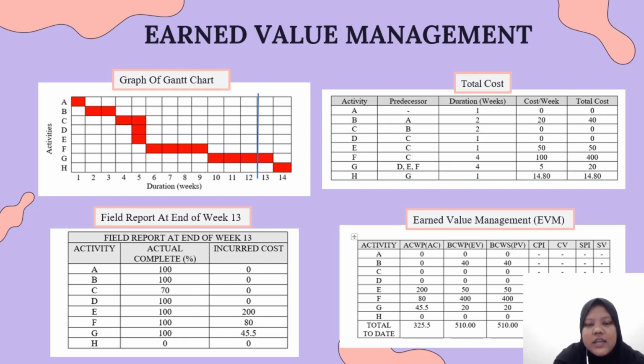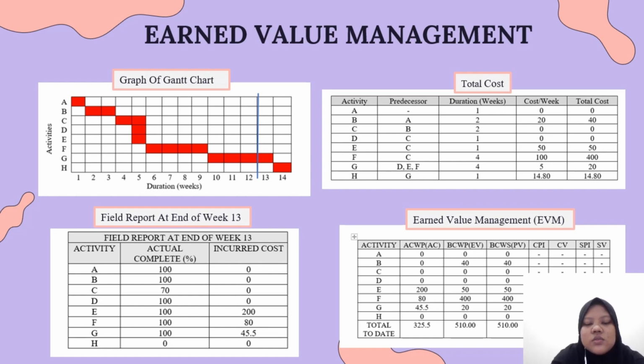The work for activities A, B and D were completed 100%, but no cost was spent. As for activity C, only 70% of the work has been completed, but no cost was incurred during that activity. For activities E, F and G, all the work was completed. But for activity E, only 200 ringgit was spent. For activity F, 80 ringgit was spent, and for activity G, 45 ringgit 50 cents was spent respectively. This shows that there was a difference between the cost that was originally planned and spent.